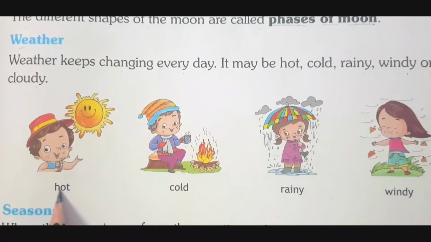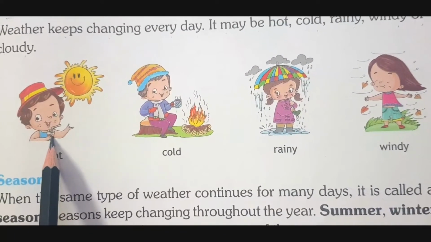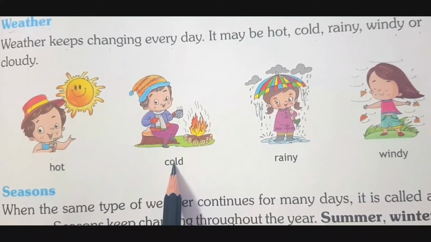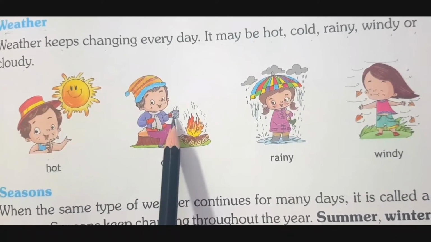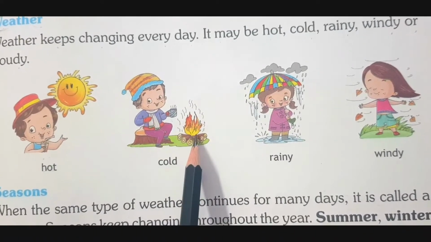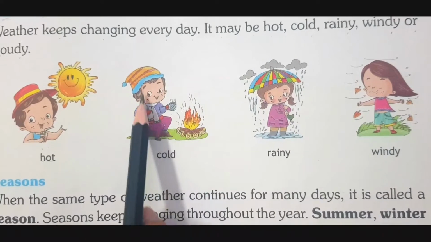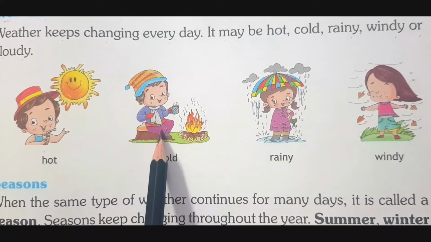Look here, it is hot. So, the weather is hot here. The boy is drinking cool drink. Here the weather is cold. So, the boy is drinking hot tea or coffee or hot milk you can drink. And he is sitting beside the fire and wearing all woolen clothes to keep him warm.